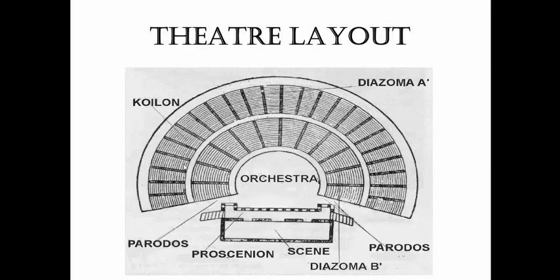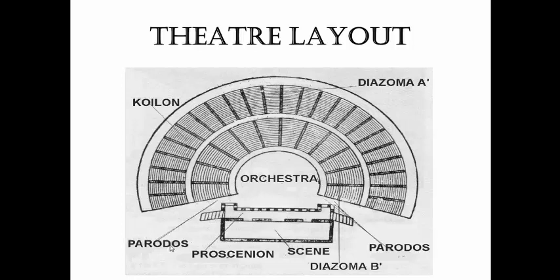Okay, so that's where the audience would be seated. Around here is called the orchestra. The orchestra is the stage. That's where the actors would perform. Around here, there would also be an altar, again, just paying homage to Dionysus.